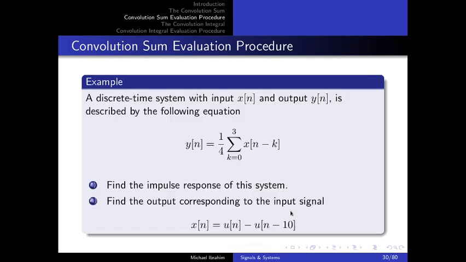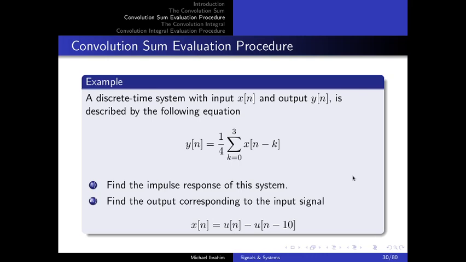Okay, another example, a discrete time system with input x of n and output y of n is described with the following equation. y of n is 1 over 4 summation of x of n minus k going from 0 up to 3. First, find the impulse response, then find the output corresponding to this input. And again, this is a typical question in the exam.